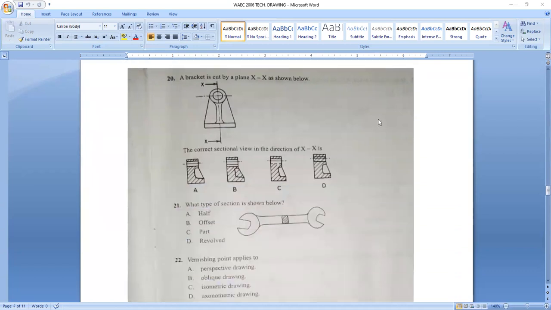Question 20 says that a bracket is cut by a plane XX as shown below. The correct sectional view in the direction of X is, so the answer to that question is option A.